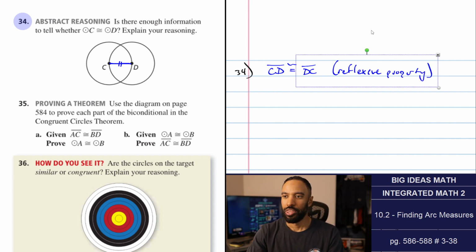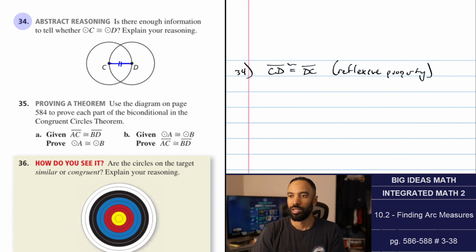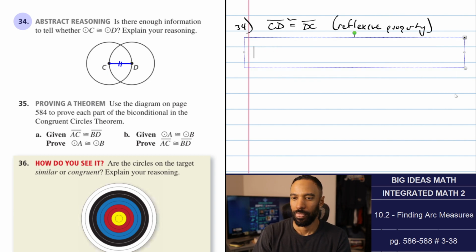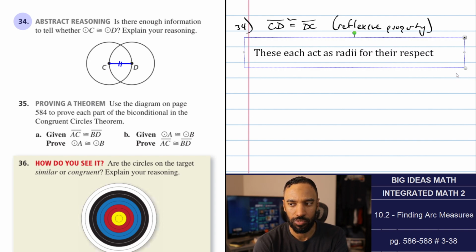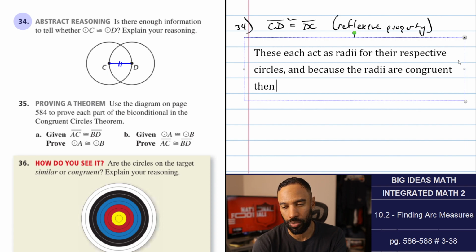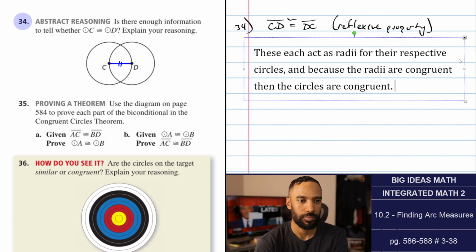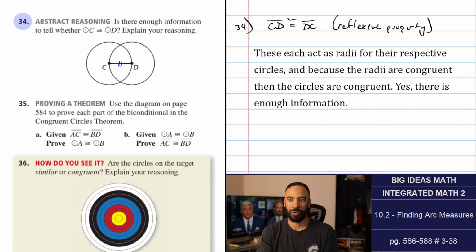So let's make this black. Therefore, what we're doing is concluding that these have the same radius. These each act as radii for their respective circles. And because the radii are congruent, this is the theorem anyway, then the circles are congruent. So is there enough information? Yes, there is enough information. I know I ended with saying there's enough information, but I hope you understood why I said that.